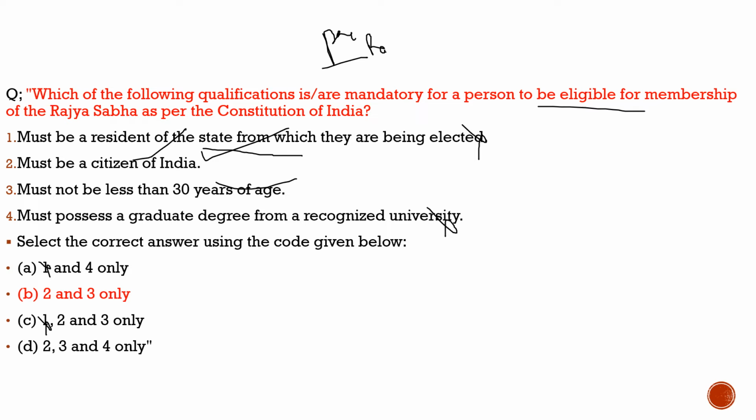And another eligibility which you should know, he must possess such other qualifications as may be prescribed in that behalf by or under any law made by the Parliament. If the Parliament has made any law with respect to a person to be a member of Rajya Sabha, he should possess that. But what does the Constitution define? The Constitution defines must be a citizen of India, must not be less than 30 years of age. So the correct statements are statement 2 and statement 3, and from the code given below, the correct code is option B.